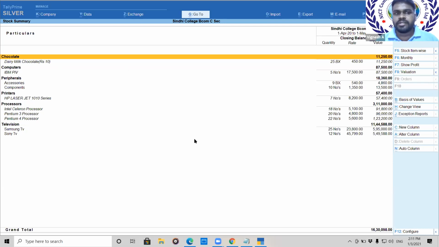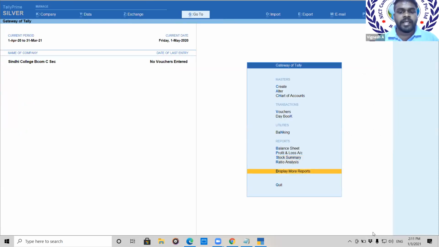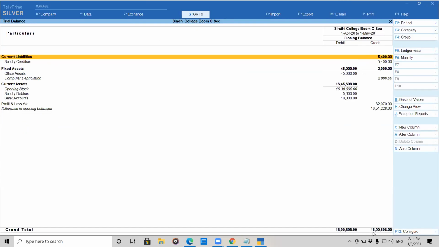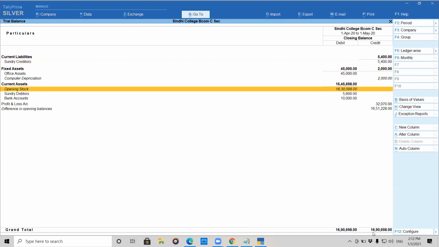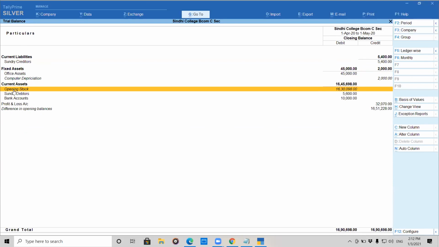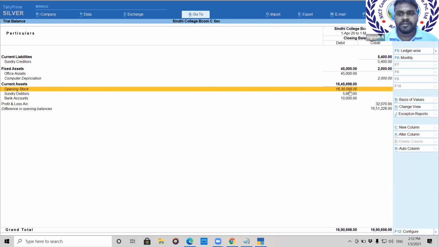In stock summary, it will not include any of those totals. Only in your trial balance, if you go, it will take the total. Yes, sir. But in the stock summary itself, it is showing the two assignments together. In the first assignment, the stock summary will not show. If you see here in your trial balance, I'm in the trial balance now. You can see under current assets, there is opening stock. Only this will affect. You can see the total of that as 16,30,098.